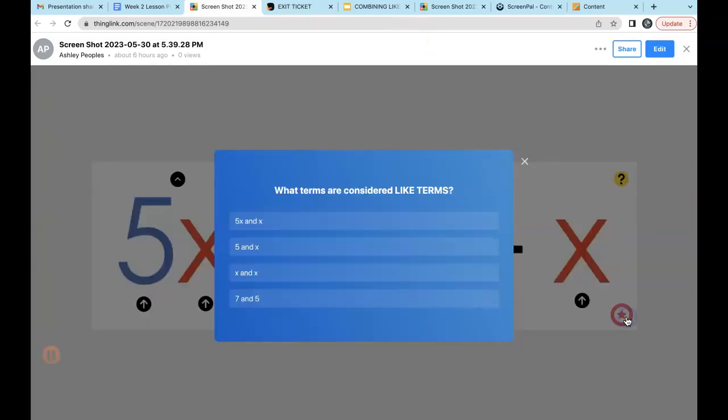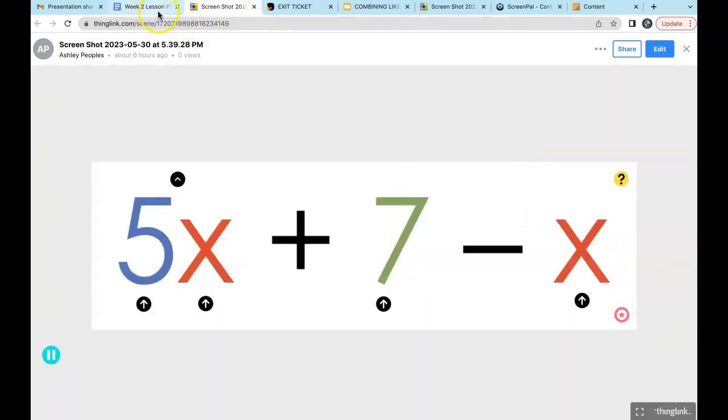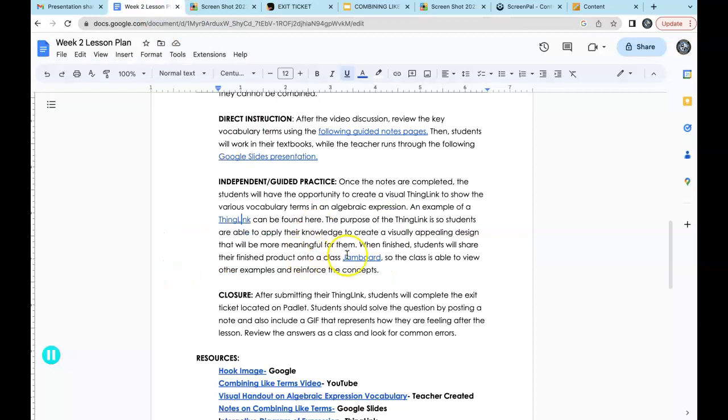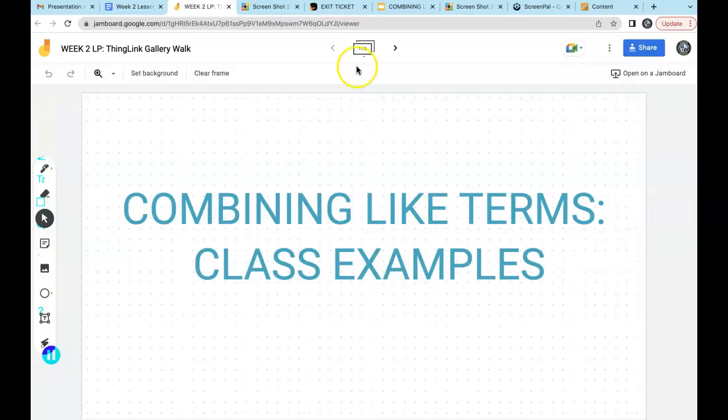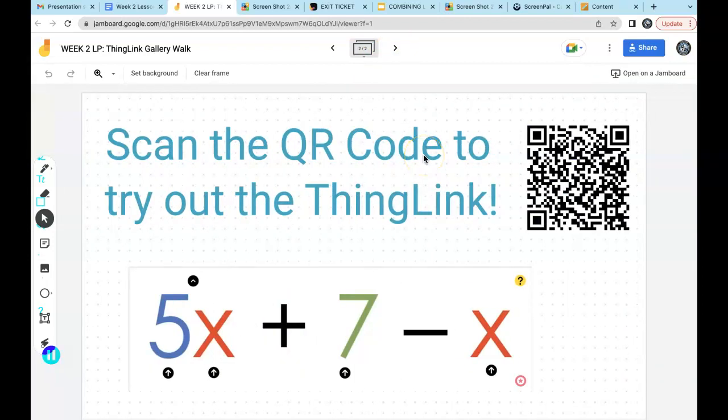I also added a poll at the end of the ThingLink, which students would be able to do just to quickly check and gauge a quick formative assessment. When they are finished with the ThingLink, they would be instructed to post their findings on a class Jamboard. And the purpose of this is just almost to do a virtual gallery walk where all of the findings can be put together in class.